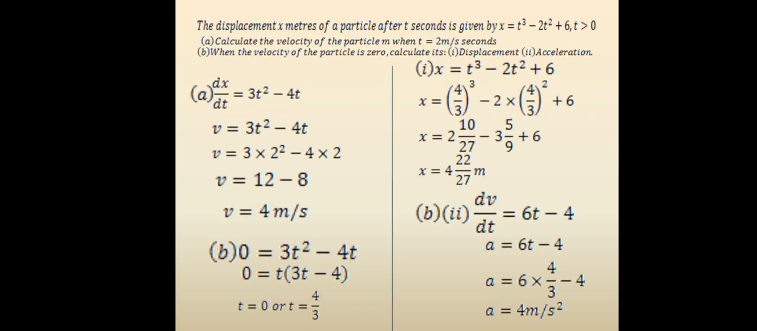The displacement x meters of a particle after t seconds is given by x = t³ − 2t² + 6, where t is greater than 0. A. Calculate the velocity of the particle when t = 2 seconds. B. When the velocity of the particle is 0, calculate its 1. Displacement, 2. Acceleration.